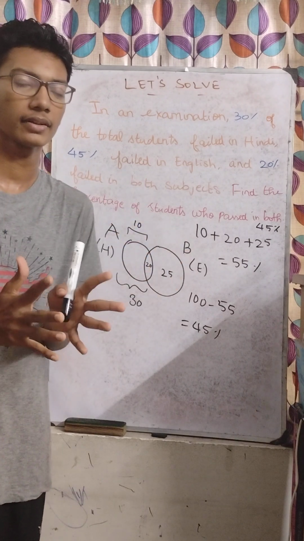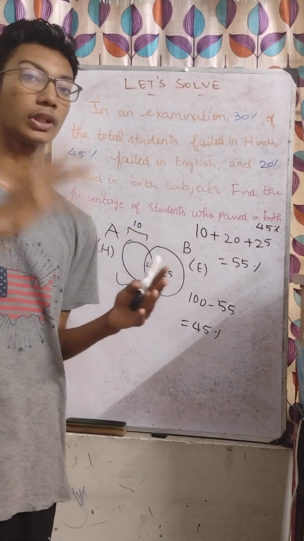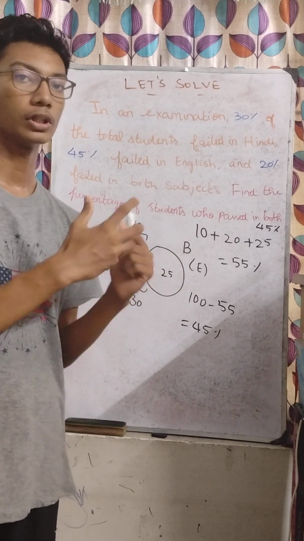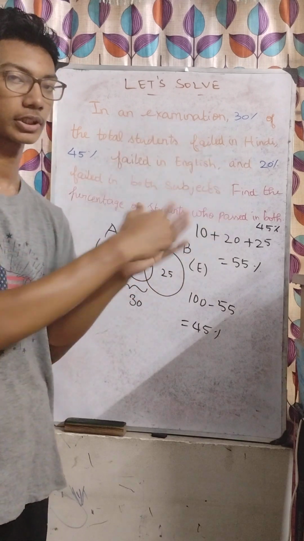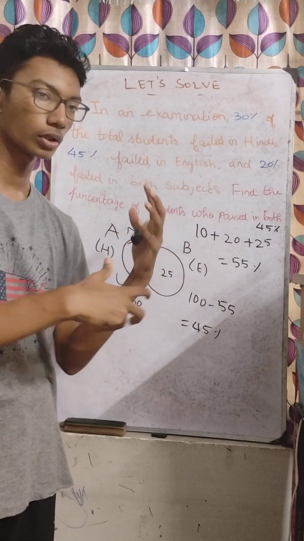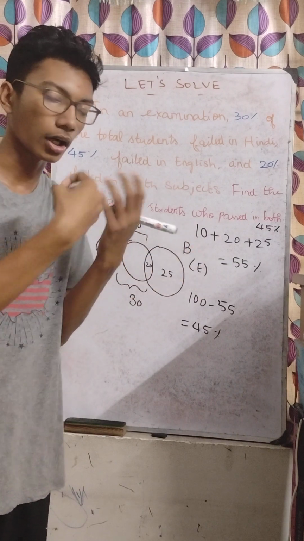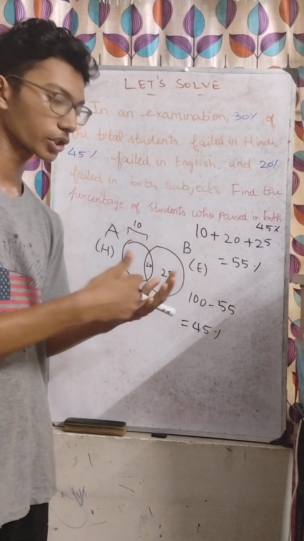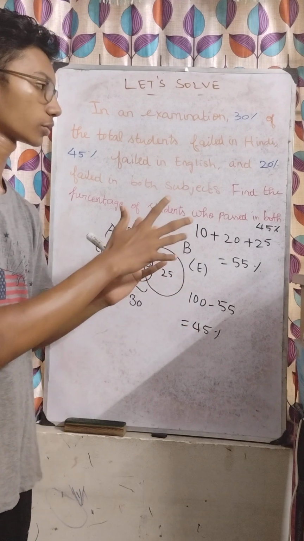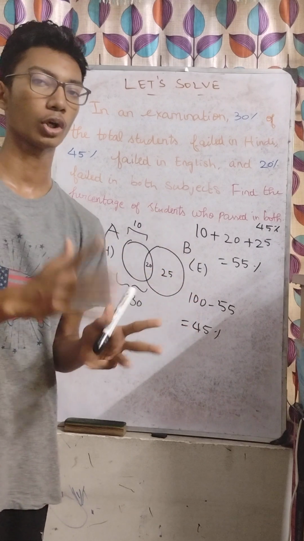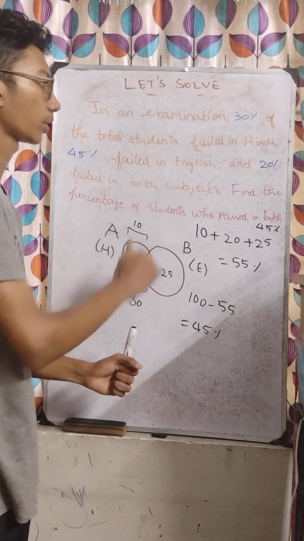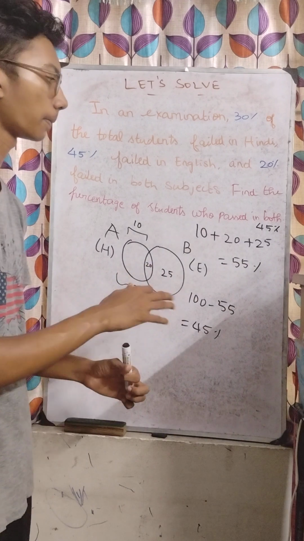The main thing when we are dealing with Venn diagrams is the logic we get from the question. We need to get all the information from the question first, then accommodate our information in the Venn diagram. That's what Venn diagrams are mostly about. It's the logic you get. So the answer for this is 45% of students passed in both.